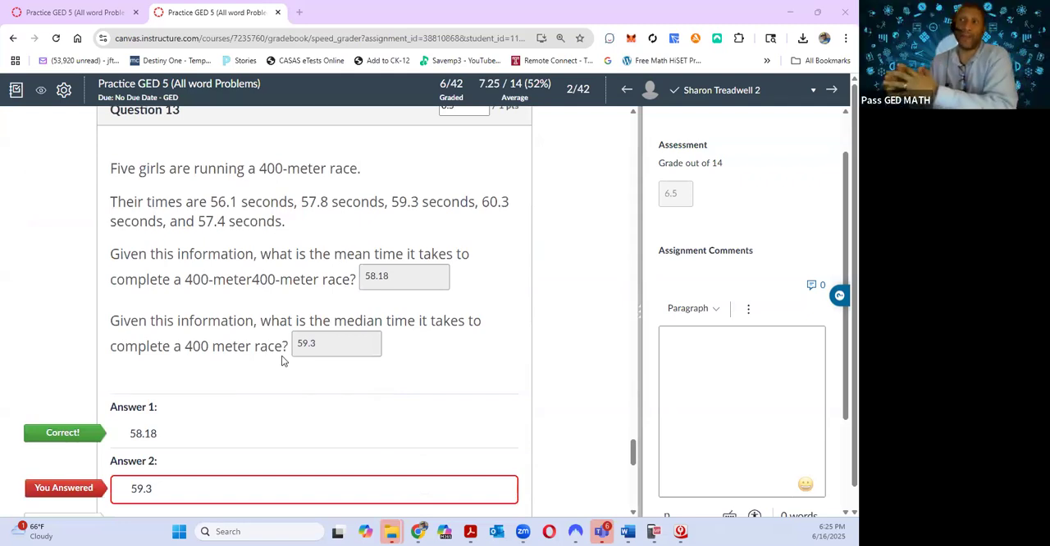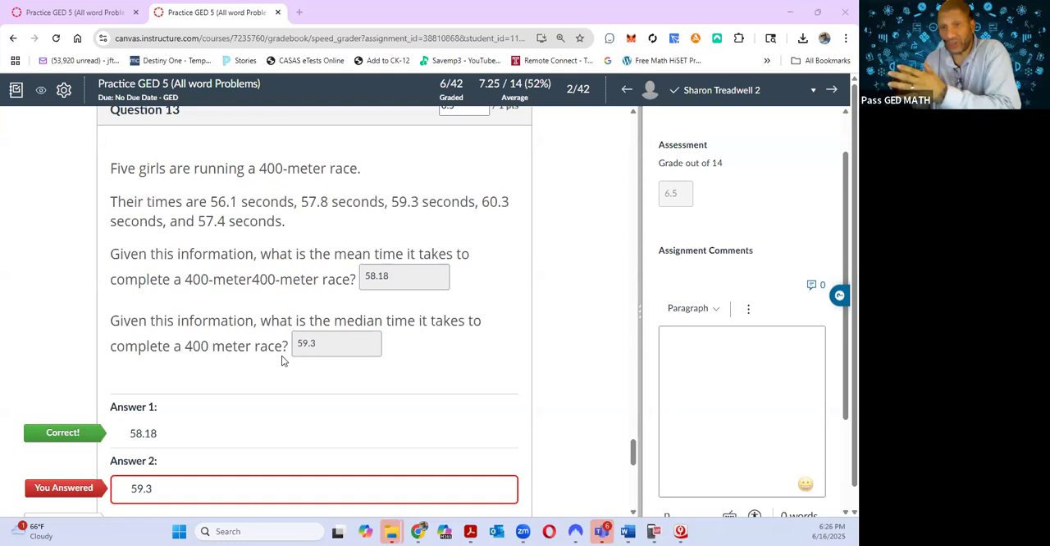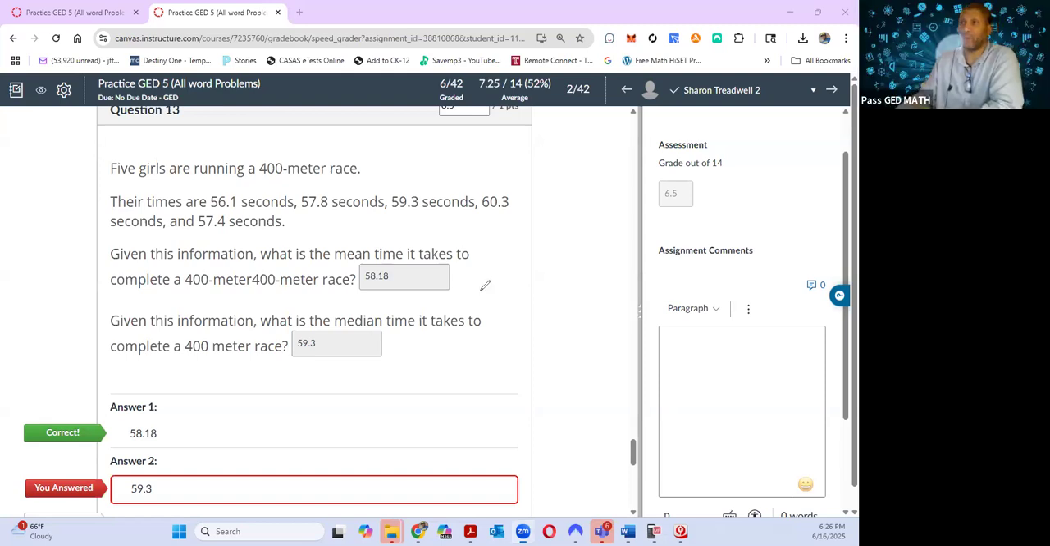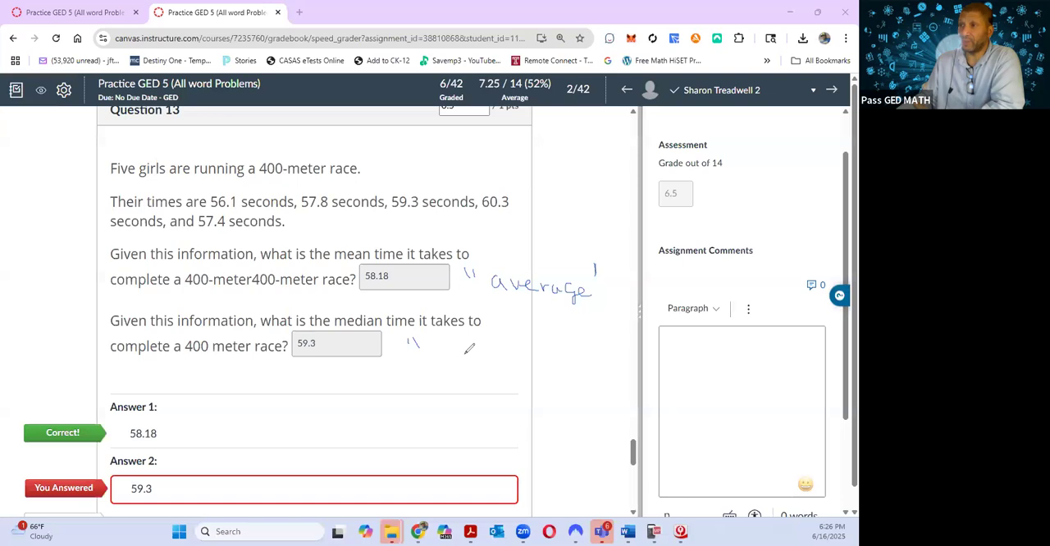Okay. So again, this one is giving you a lot of information. Again, I'm gonna read the question first. I need to find the median. What's the difference between mean and median? Mean is the average. Median is the middle number. So mean is the average and median is the middle.